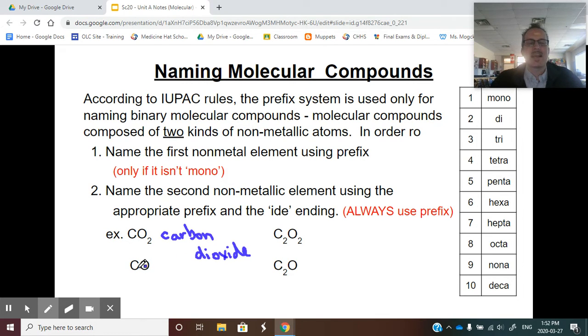So let's do the second example. Again, we only have a single C, so we're just going to call it carbon. No doing mono on the first substance. Now the second one is O, and we only have 1. This time we will use the monoxide. Because remember, on the second element, we always use the prefix.